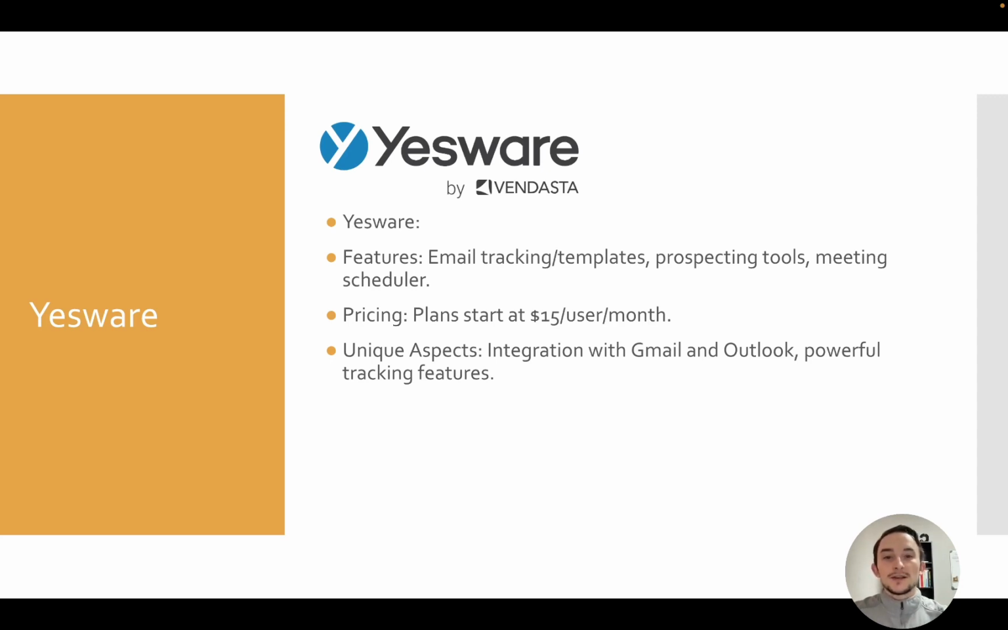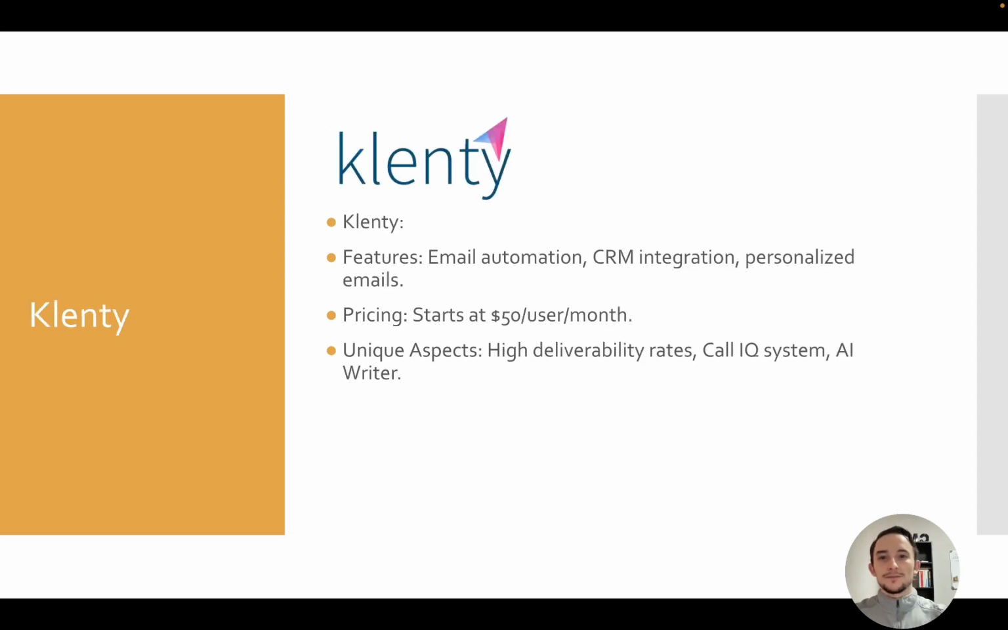The unique aspects, integration with Gmail and Outlook. So if you're doing a lot of emailing from your Gmail or Outlook account, it actually integrates with that directly. So you get a lot of the features and automation right in your inbox. Again, it's just saving you time from jumping platform to platform. Where you're already emailing and working, you're going to get a lot of Yesware's features. And then again, powerful tracking features. You can see the performance of all your emails, what's working, what isn't, and then you can improve that for better results. Clenty.